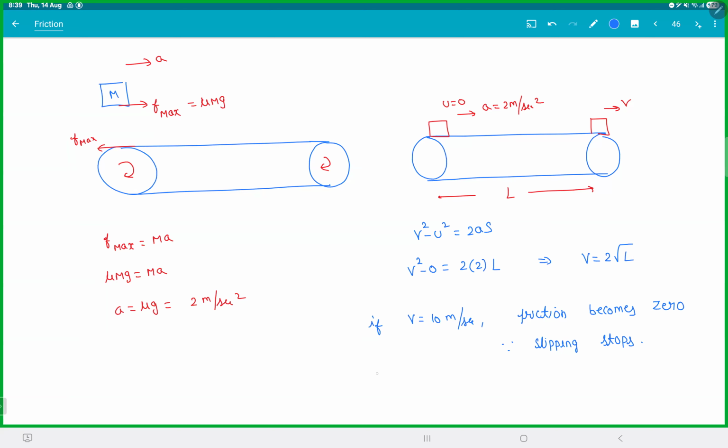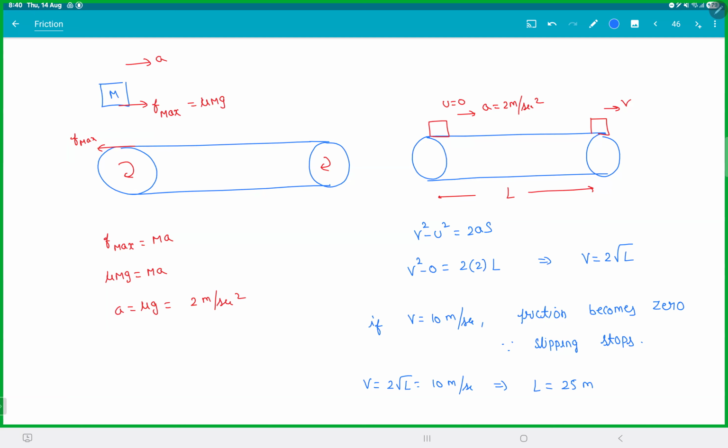So this is the catch. This value, v is equal to 2 root L, when this becomes 10 meters per second, there is a limitation on the length. So L will be 25 meters. That means if the length of the conveyor belt exceeds 25 meters, the speed cannot increase. It will remain constant at 10. So what speed you get will actually depend on the length of the conveyor belt. That's the reason I didn't give you that.